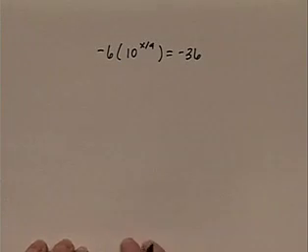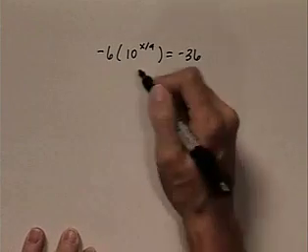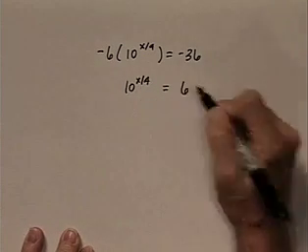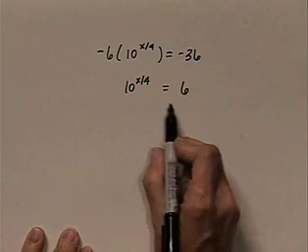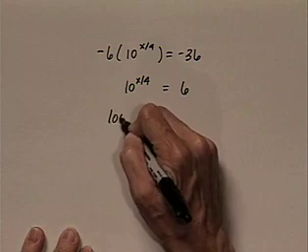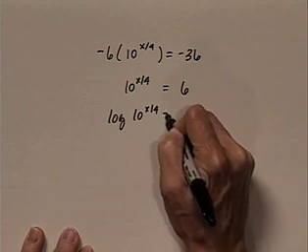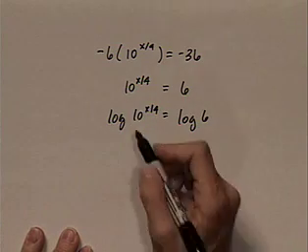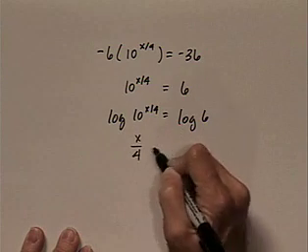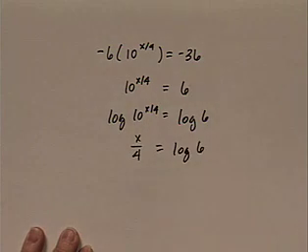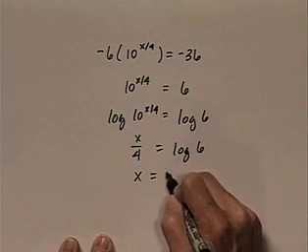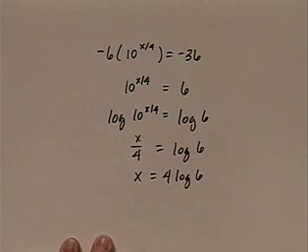Well, let's see how you did. As with the previous example, we're going to begin by dividing each side of the equation by negative 6. So I have 10 to the x over 4 equals 6. And now I'm going to find the common log of each side. Log 10 to the x over 4 is log 6. And then using the inverse property, I can simplify the left to x over 4, still equal to log 6. And finally, to get x by itself, I'm going to multiply by 4. So x is 4 log 6.